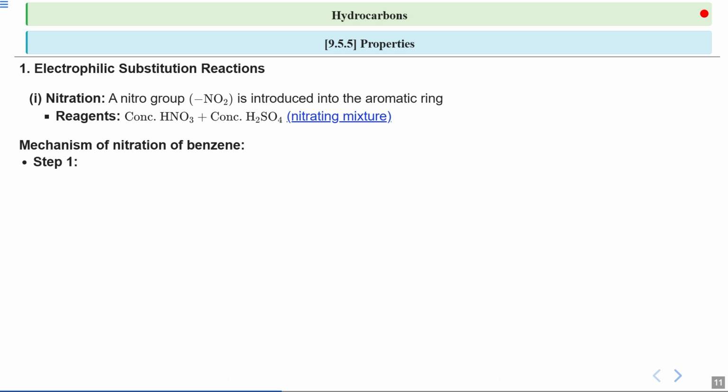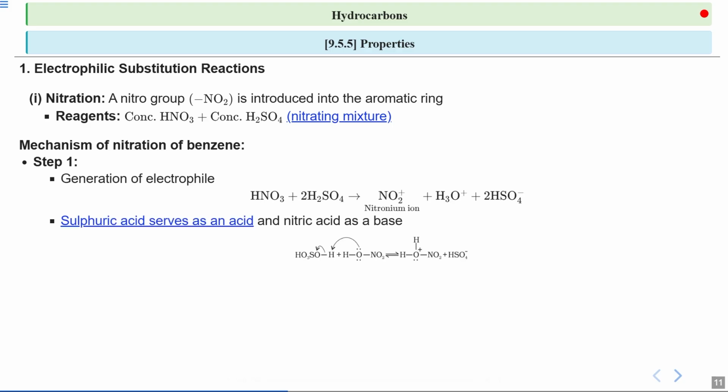What was the first step? It was generation of electrophile, and in this case it is generation of NO2 plus. So this ion is highly reactive and is what actually attacks the benzene ring. So what will be the equation for the generation of electrophile? HNO3 plus 2H2SO4 giving us NO2 plus, H3O plus, 2HSO4 minus.